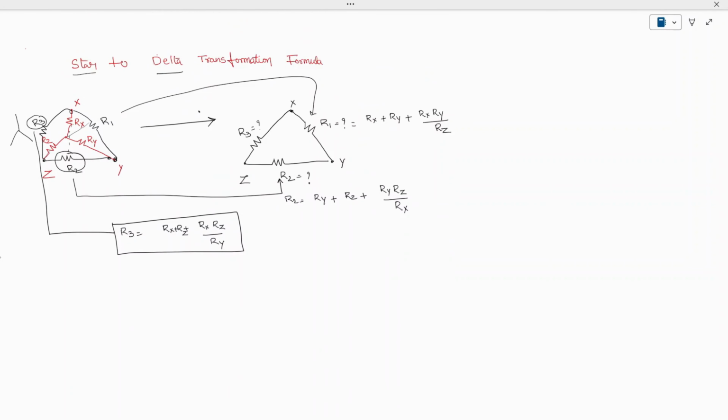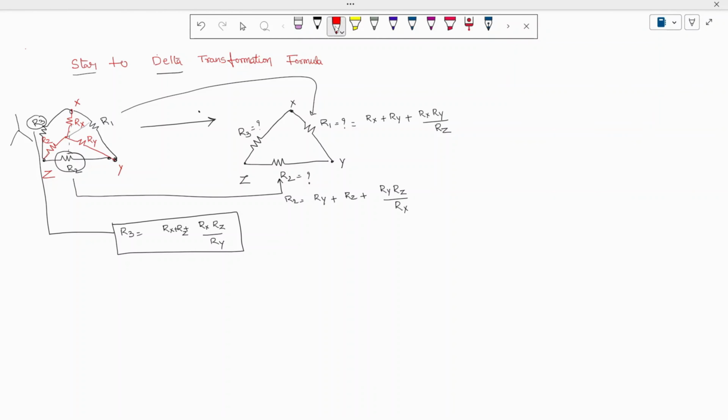So let us assume here, I have resistors like this which are connected in star. I'm labeling this as X, Y, Z. This value is 1 ohm, this value is also 1 ohm, this value is also 1 ohm. So these are the values of Rx, Ry, Rz.